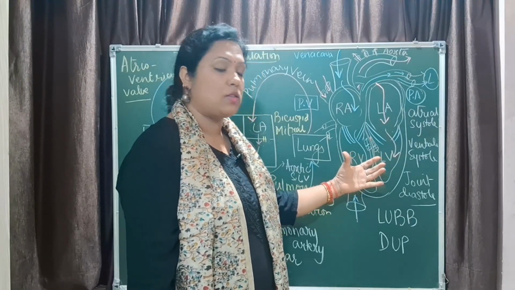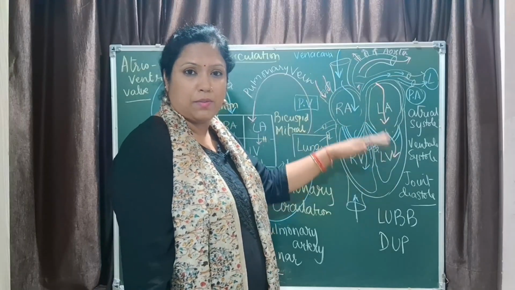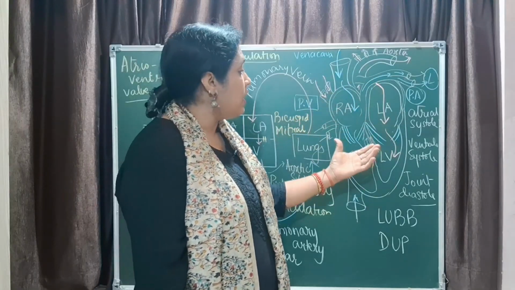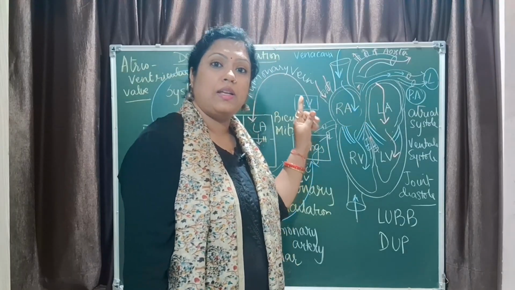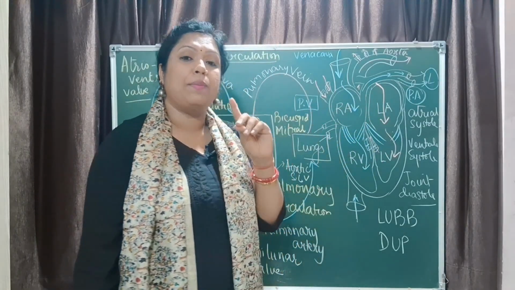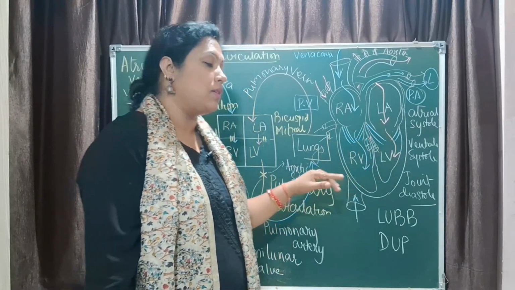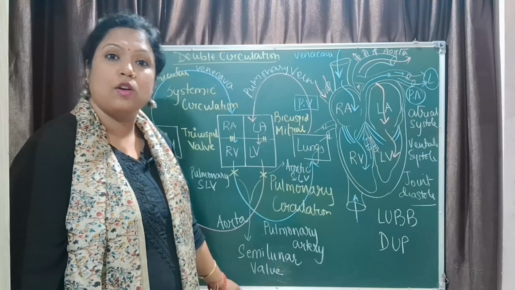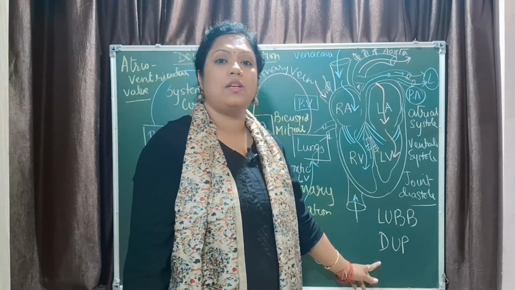Then there is joint diastole, when the heart expands and gets filled with blood. When the filling of the blood starts, there are chances that the blood which is there in the pulmonary artery and the aorta may come back into the ventricles. To prevent the backflow of blood from the pulmonary artery and the aorta into the ventricles, the semi-lunar valve closes during joint diastole, that produces the dup sound.